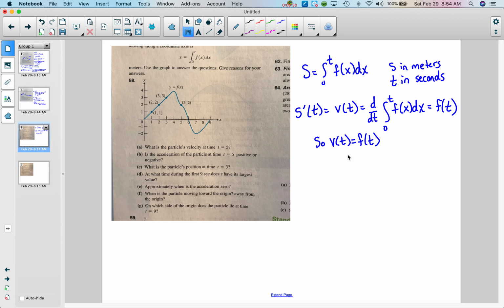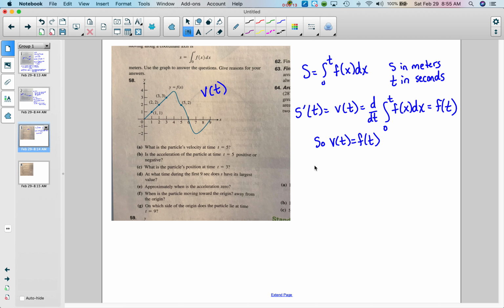All right, in your groups you are going to be doing problems 58 and 59, but I wanted to give you a little heads up. This time we're talking about a position function. s is the integral from 0 to t of f of x dx. They tell you that s is in meters, t is in seconds. If you find s prime of t, we know the derivative of position is velocity. Taking d/dt of this integral, we use the fundamental theorem of calculus, which gives us f of t. So v of t is f of t. They used an f of x here, they probably should have used an f of t, but the point is this graph is v of t. So the graph we're looking at is the velocity.